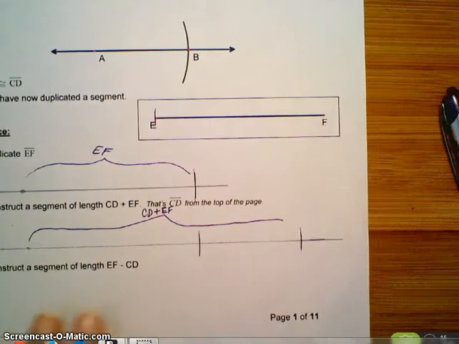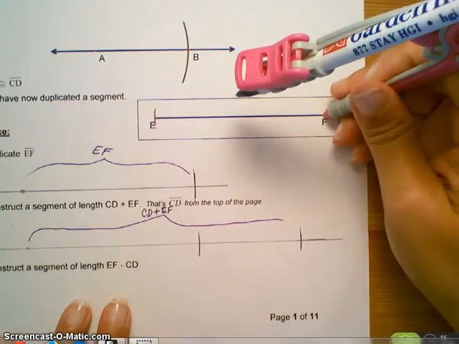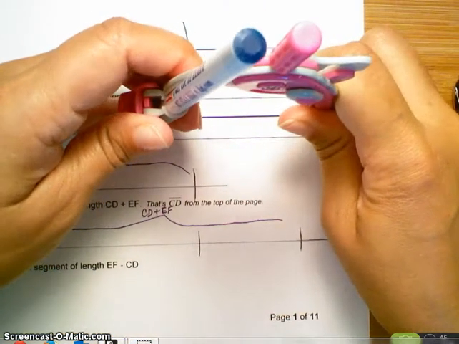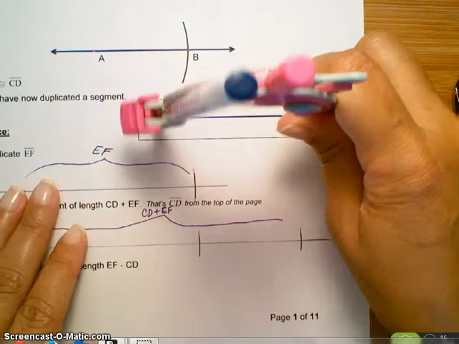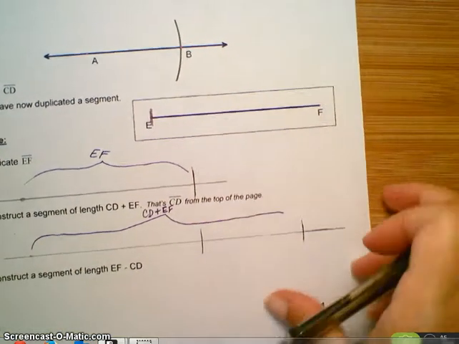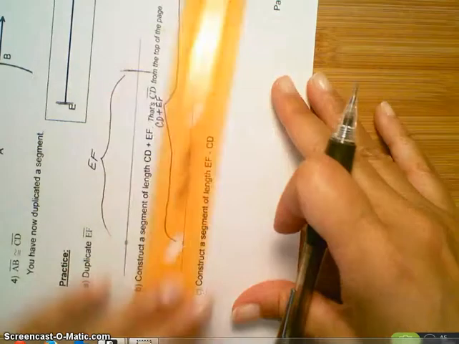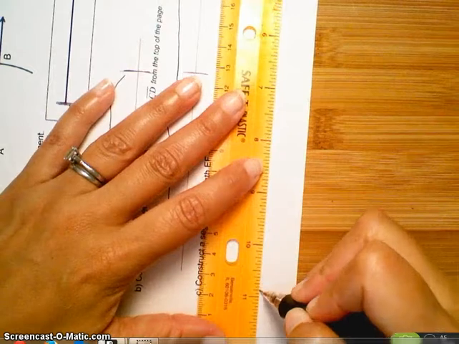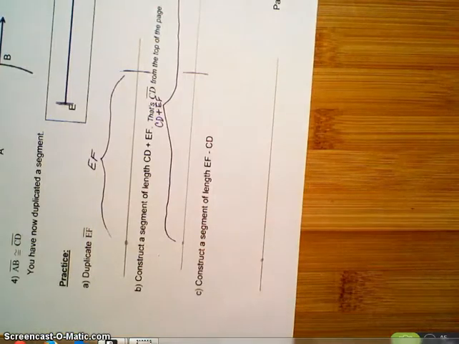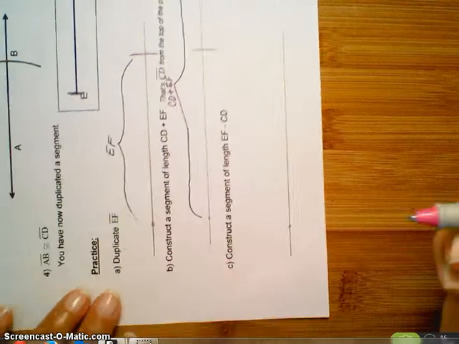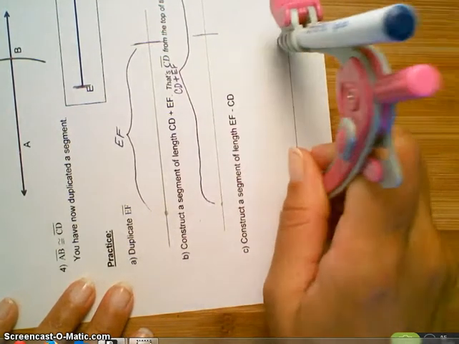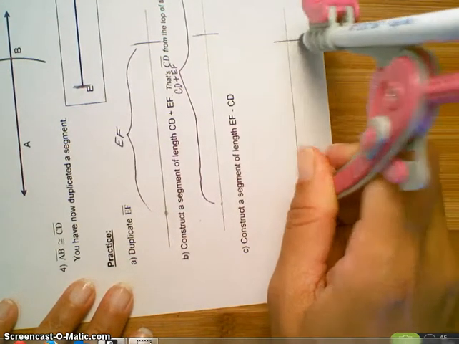Okay. Now we're going to construct the segment of length EF take away CD. So before I turn the page, I'm going to reset my compass to EF. You always want to set to the longer one if you're subtracting. Reach out, good enough. I come back here, take my ruler, draw a line to build on, and put a point on that line. Then, compass is set to EF, pointer goes on the dot that I put there. I draw EF.